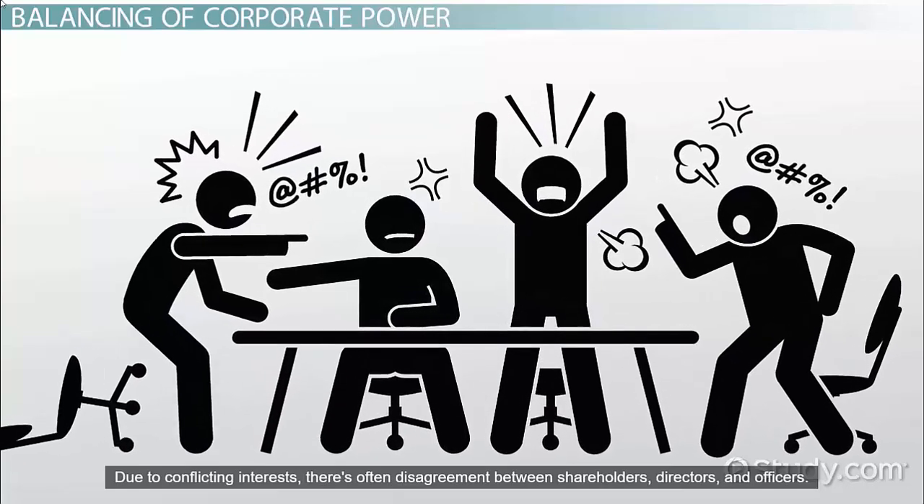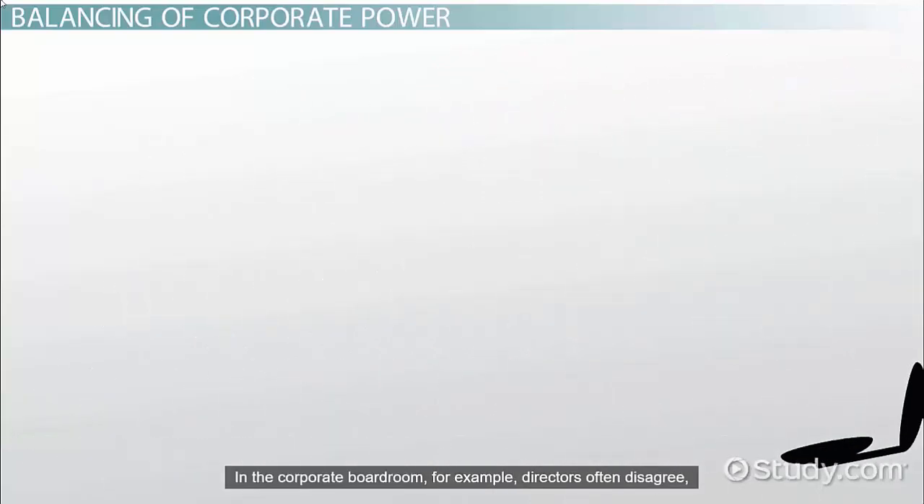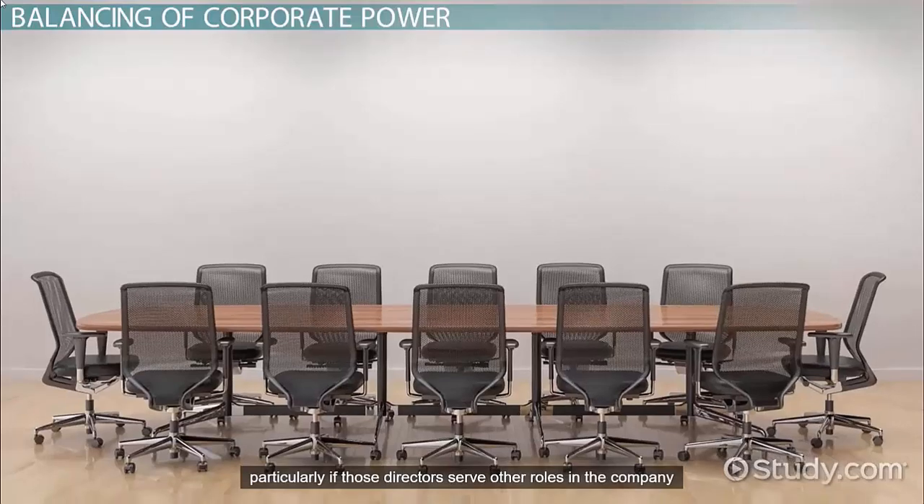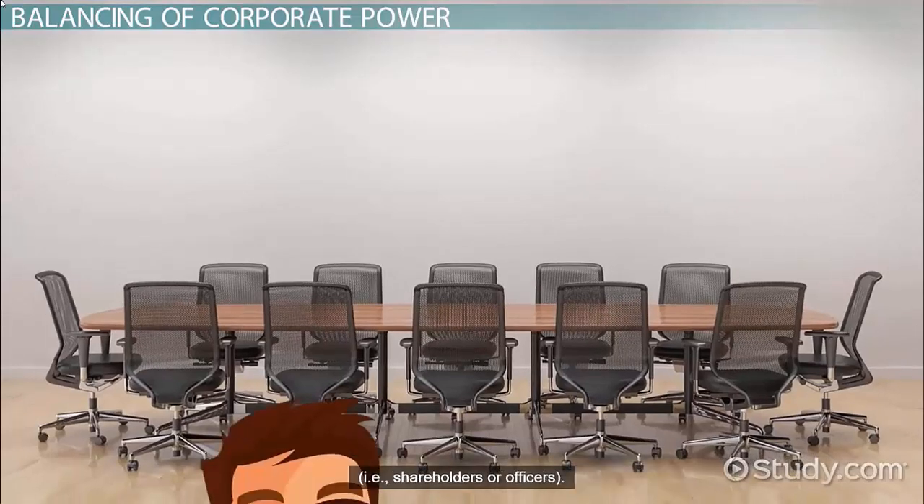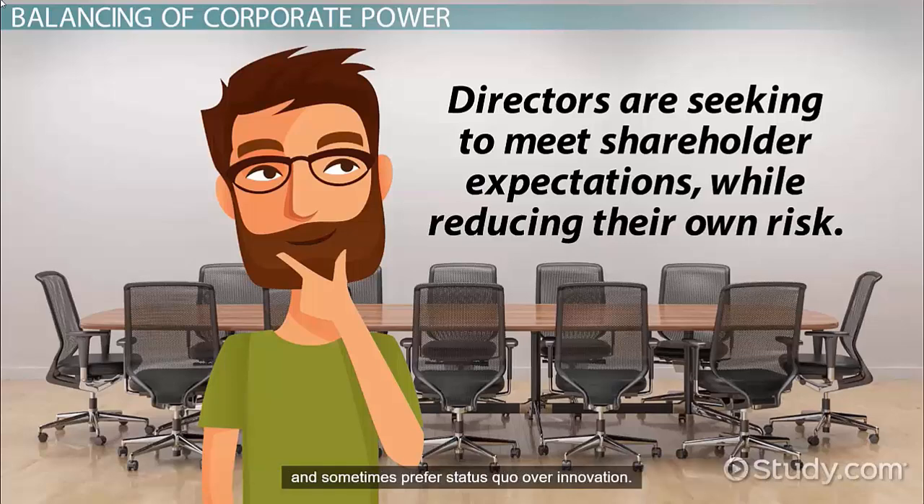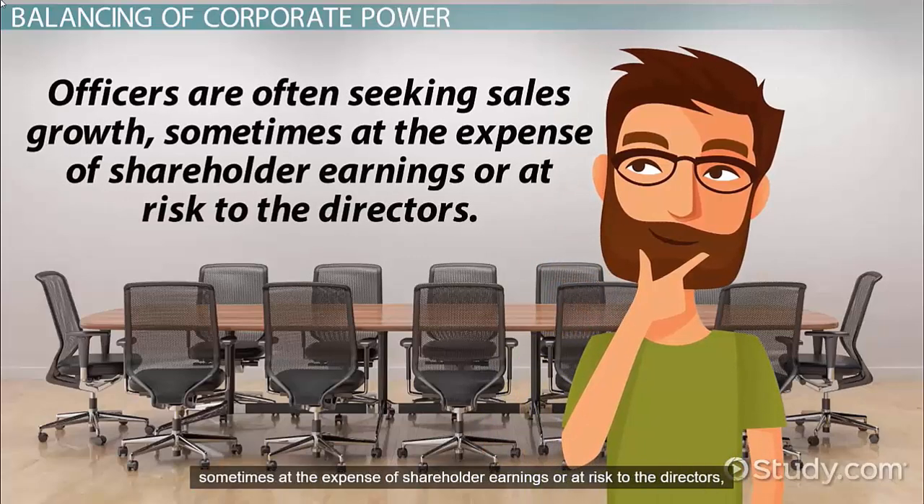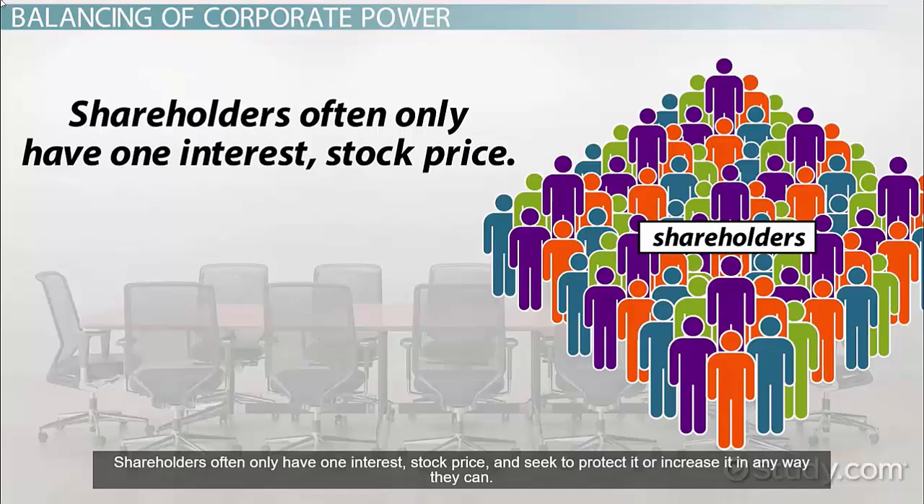Due to conflicting interests, there's often disagreement between shareholders, directors, and officers. In the corporate boardroom, for example, directors often disagree, particularly if those directors serve other roles in the company, i.e., shareholders or officers. Directors are seeking to meet shareholder expectations while reducing their own risk, and sometimes prefer status quo over innovation. Officers, on the other hand, are often seeking sales growth, sometimes at the expense of shareholder earnings, or at risk to the directors, because features like sales growth often tie into an officer's earnings or bonus structure. Shareholders often only have one interest, stock price, and seek to protect it or increase it in any way they can.